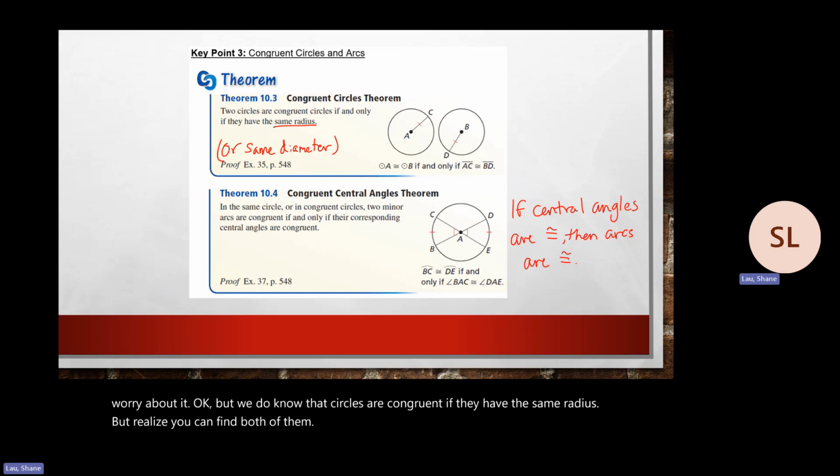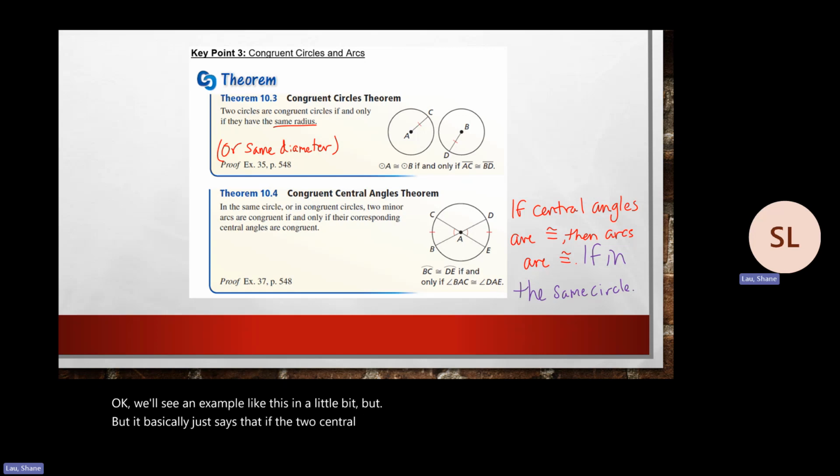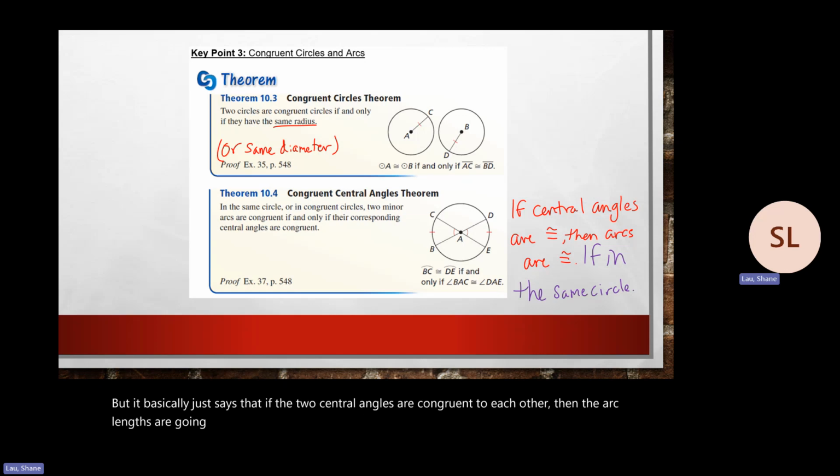Then we have 10.4, and this is about congruent central angles. If the two central angles are congruent to each other, then that means that the arcs are congruent to each other. However, there is one small thing I want to add. And I want to say if in the same circle. We'll see an example like this in a little bit, but you'll see what I mean. But it basically just says that if the two central angles are congruent to each other, then the arc lengths are going to be congruent to each other.